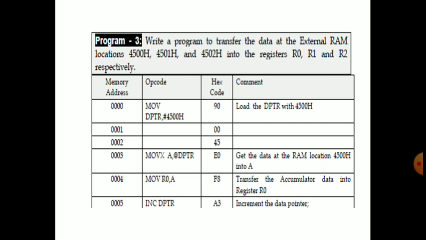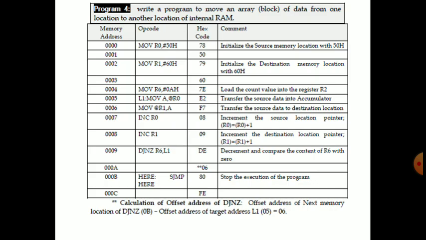I'm repeating the question. Write a program to transfer the data at the external RAM locations 4500H, 4501H, 4502H into the registers R0, R1 and R2 respectively. See the question, it is an external address, so we need to use external data transfer instructions, MOVX type of instructions. Use those type of instructions and try to write the program.